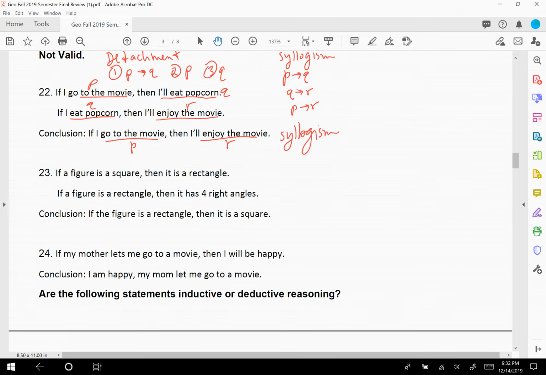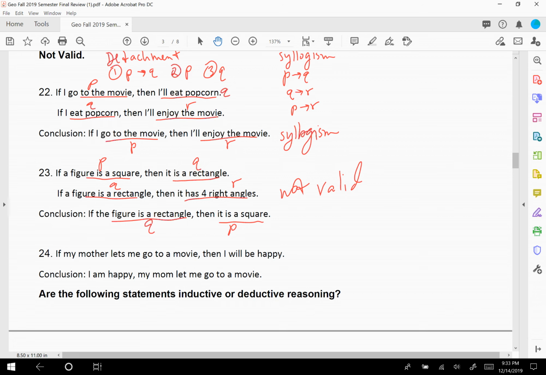Okay. Number 23. If a figure is a square, then it is a rectangle. If a figure is a rectangle, then it has 4 right angles. Okay, so there's P then Q, Q then R. So this might be syllogism, so let's look at the next sentence. It says, if the figure is a rectangle, well, that matches Q. Then it is a square, well, that matches P. That doesn't follow the order that it should, so it is not valid.